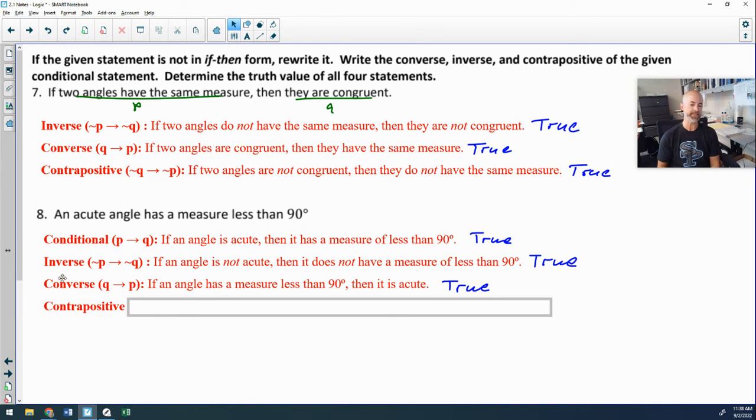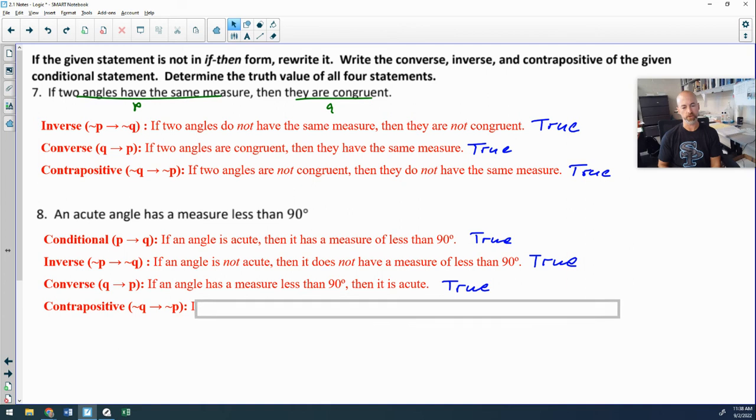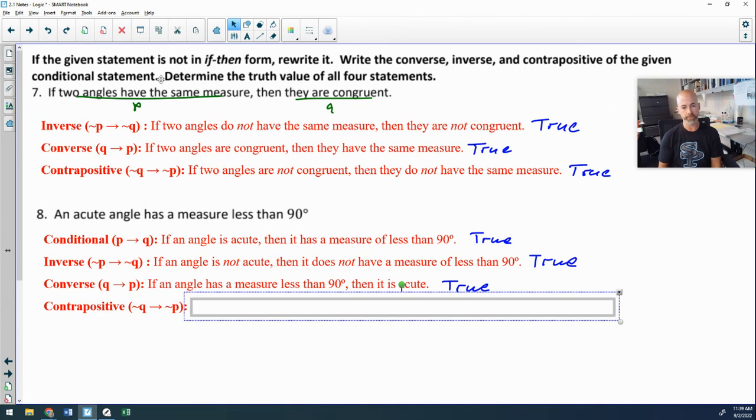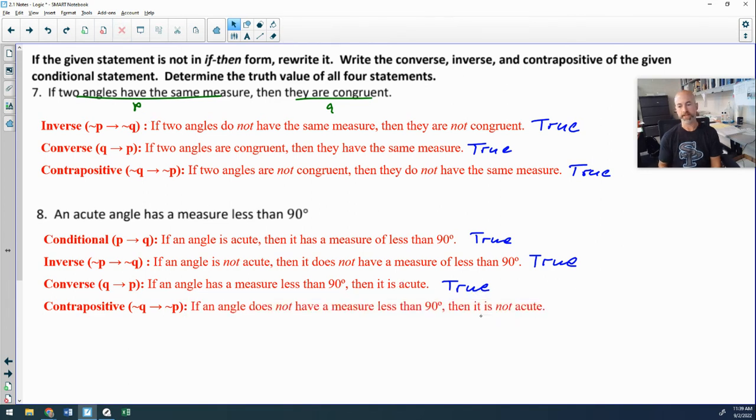And the contrapositive is the negation of the converse. So we put nots: if not Q, then not P. So if an angle does not have a measure less than 90, then it is not acute. And that is also a true statement. If it's not less than 90, then it is not acute. That is true. Sorry, had to do a double take on that one.